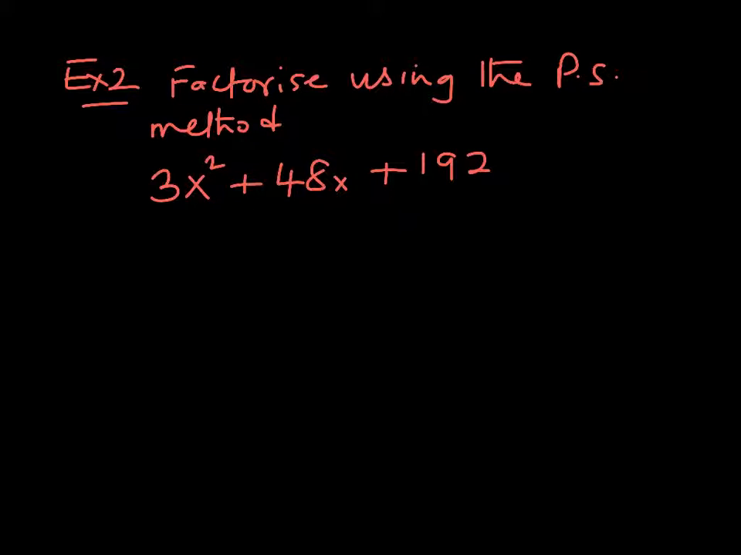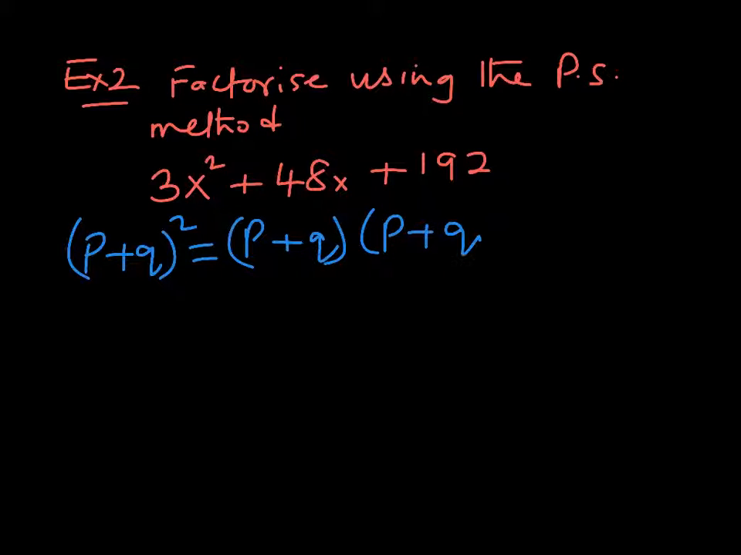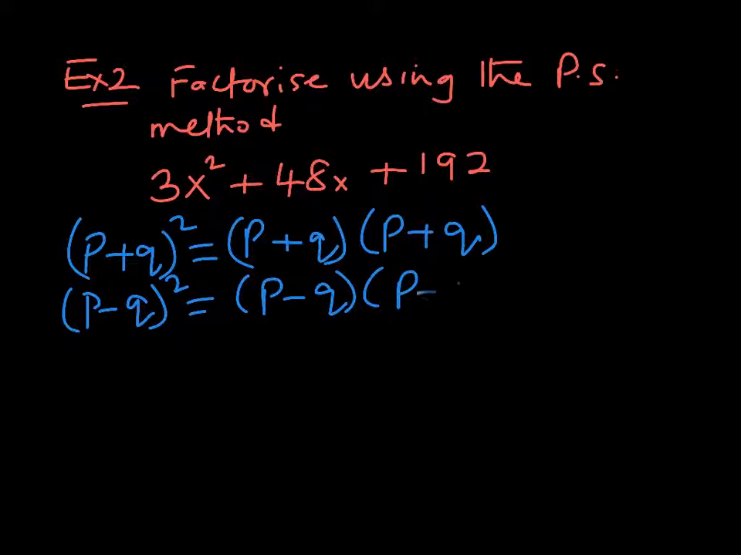3x squared plus 48x plus 192. Okay, remember a perfect square like p plus q squared is the same as p plus q into p plus q. You don't want to forget that. And the same thing if it's a p minus q squared, when you factor it out, it becomes p minus q into p minus q. So that is what we mean by perfect square.